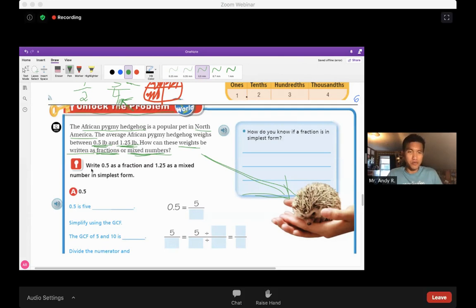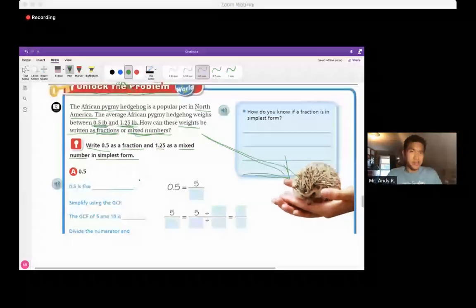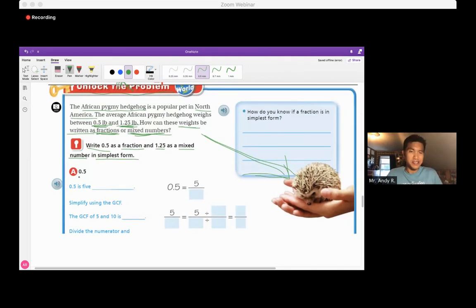Okay, so write 0.5 as a fraction, and then 1.25 as a mixed number. I'll tell you what mixed numbers are in a sec. Okay, let's start with 0.5. That's the first rate here.